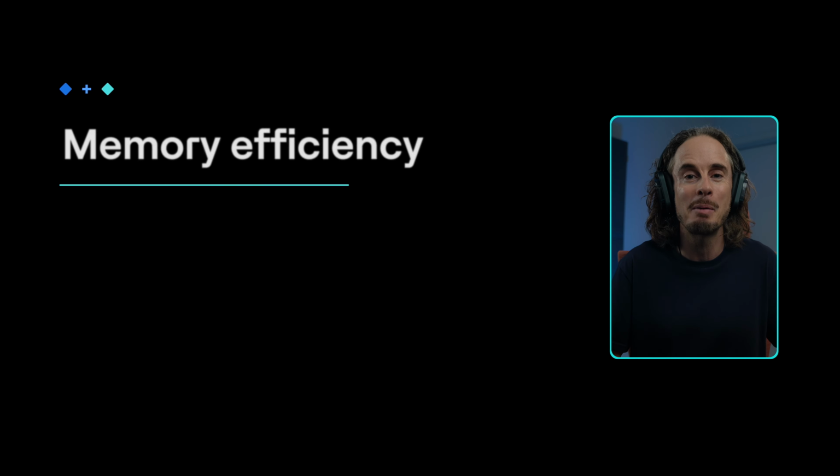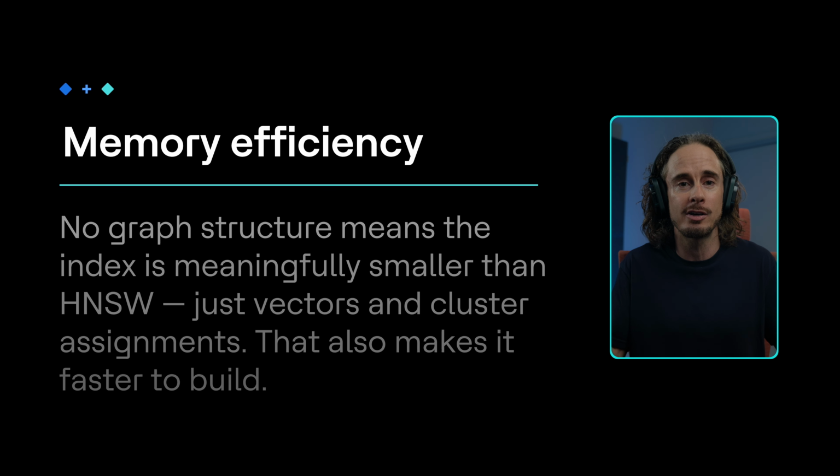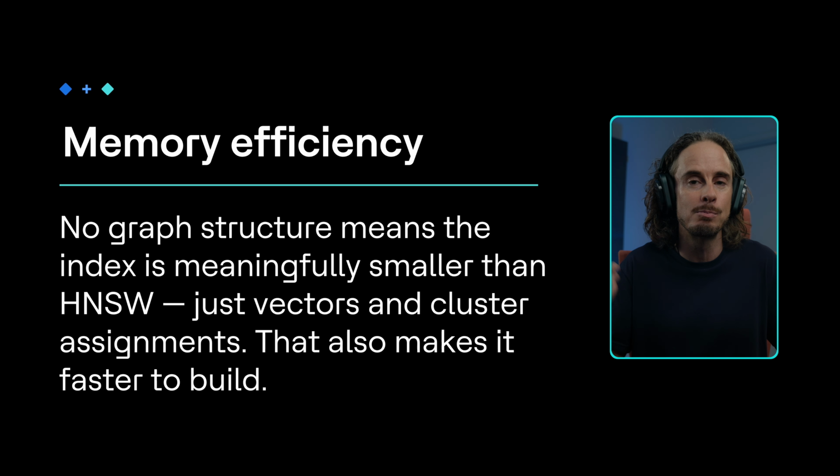So IVF has 3 structural advantages over HNSW. First is memory efficiency. No graph structure means the index is meaningfully smaller than HNSW, it's just vectors and cluster assignments. That also makes it much faster to build.